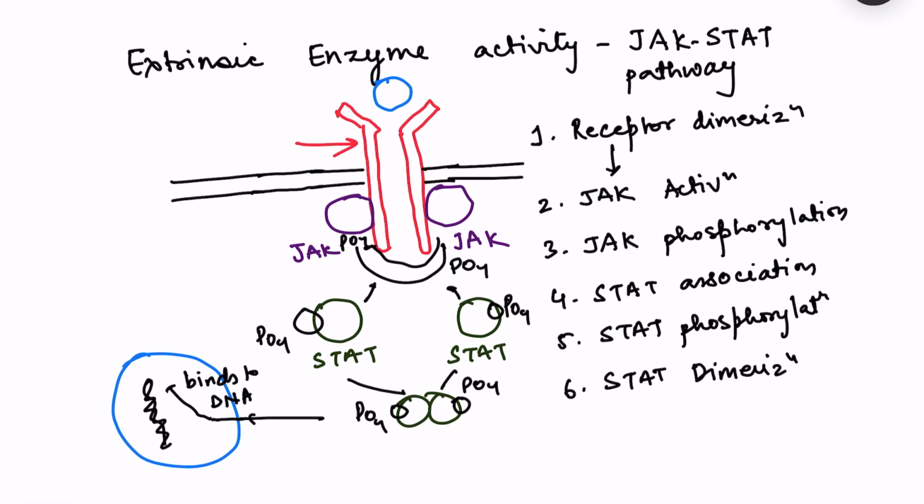Here the receptor is shown, and as the ligand binds to this receptor, one ligand which acts by this mechanism is leptin. Okay, so as the ligand binds to this receptor, there is receptor dimerization, and you see there is a protein JAK, that is Janus kinase, which is associated with this receptor. So with the receptor dimerization, there is JAK activation. Okay, and because of this JAK activation, now the JAKs cross-phosphorylate each other.